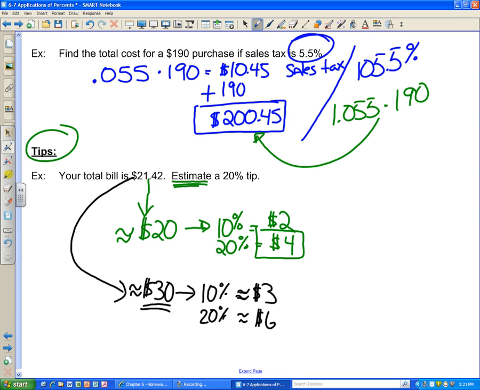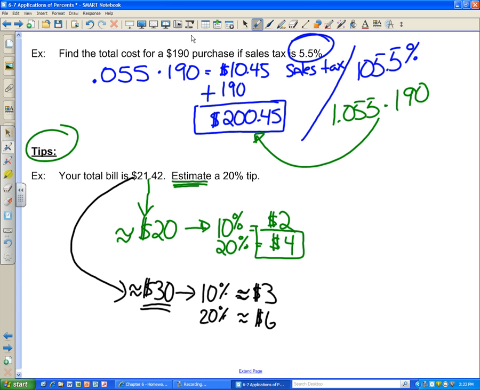Now why would somebody say that their bill was $30 when it was $21.42? Maybe they enjoyed the service and they want to leave a bigger tip. So that's a personal preference on what you want to estimate to. If you want to leave more money, you would round that all the way up. Or if you want to leave less money, you would round it down.